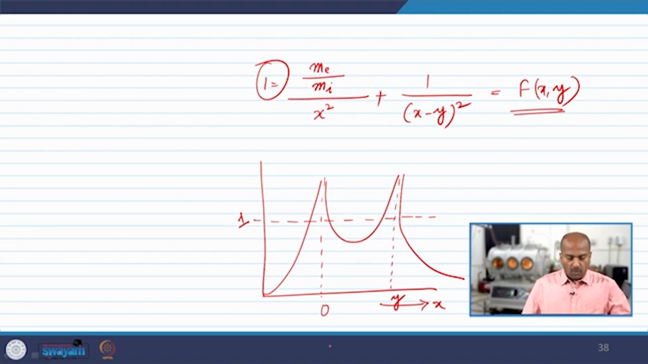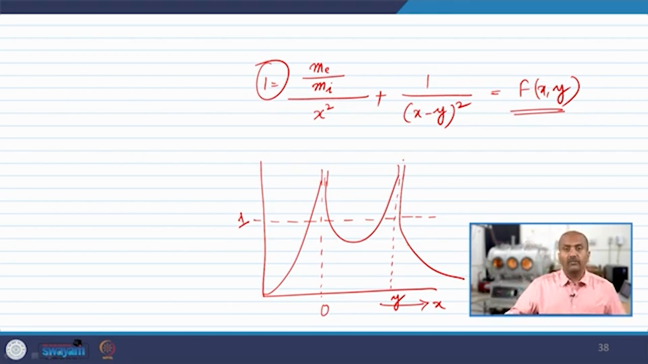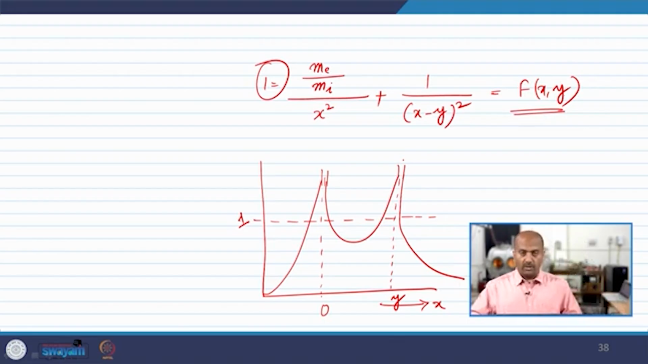So, this shows a plot of f(x, y) as a function of x for a given value of y. The intersection of this curve with f(x, y) equal to 1 gives the real values of x satisfying this dispersion relation. The function has two different singularities at x equal to 0 and x equal to y, right. This value is a singularity because the figure is going towards infinity. So, this is expressing the instability of the system, or the plasma, in which you have considered two fluids.